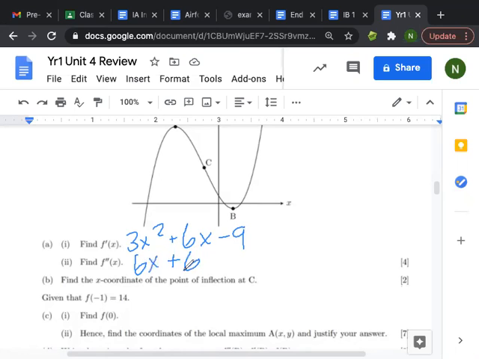Any questions about that part? Then it says find the x coordinate of the point of inflection at C. How do I find a point of inflection?